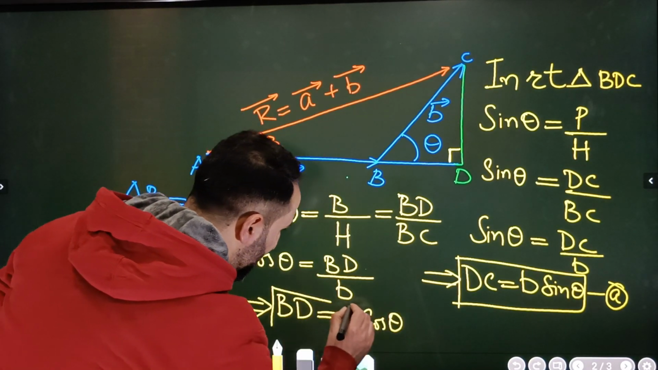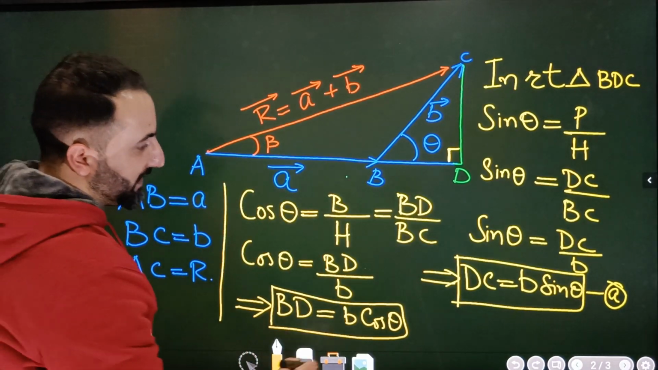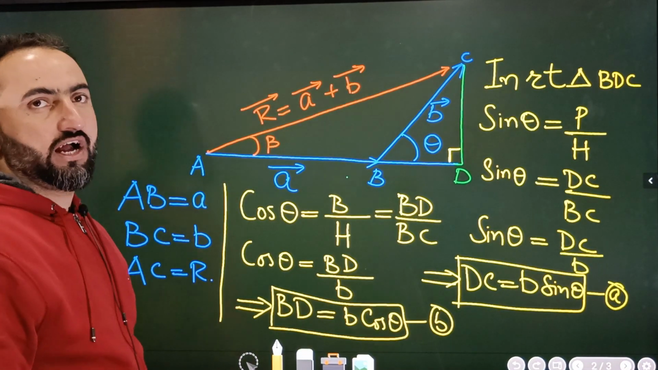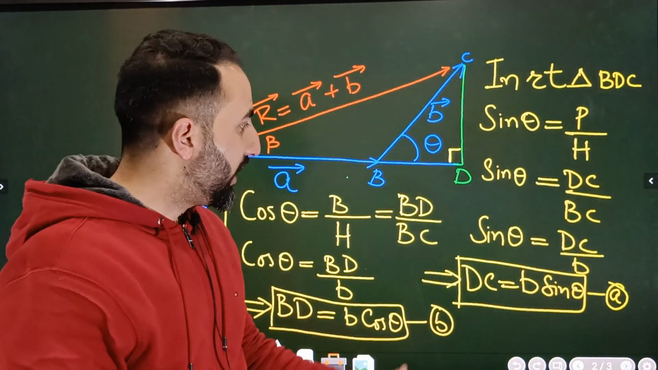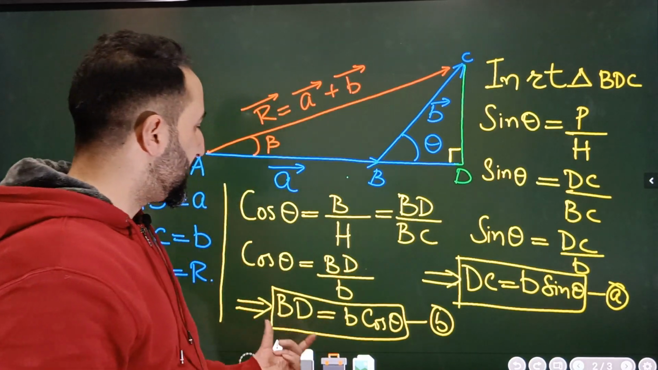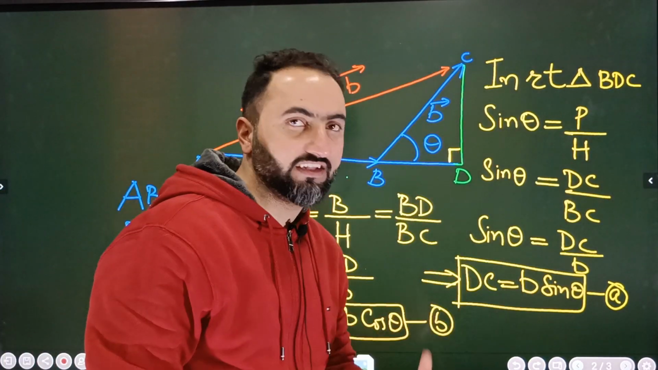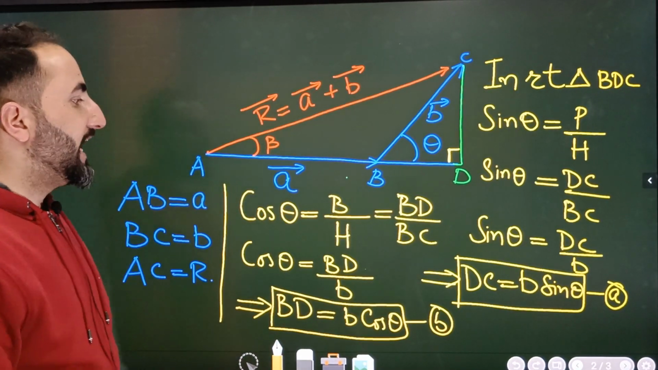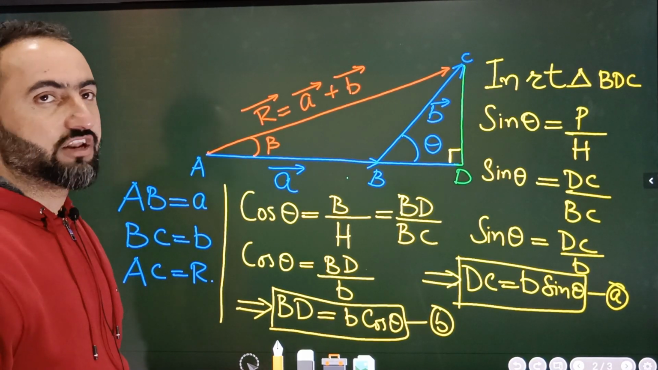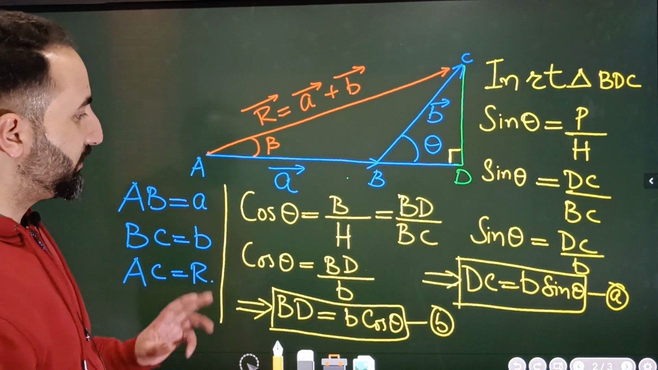Class 10th का mathematics है. There's no rocket science in it. It's simple mathematics. So this is our equation number B. I'm sure आपको अच्छी तरह से ये समझ में आया होगा. We have calculated just two parameters. One parameter is DC, which is the perpendicular, and we have calculated the base, which is BD, and that's called B cos theta, and this one is B sin theta. All right? Okay. Next देखो बेटा हम करने क्या जा रहे हैं बेटा? We are going to calculate next the magnitude. Okay? So this was simple mathematics.